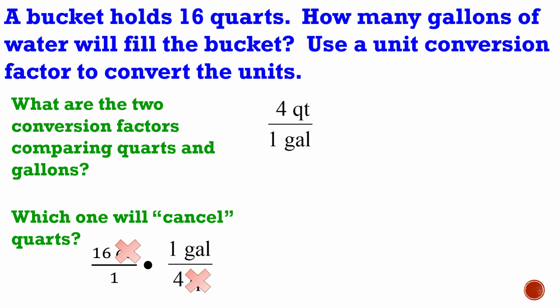And we can multiply straight across. 16 times 1 gallon gives us 16 gallons. 1 times 4 gives us 4. Well, this time we notice we have 2 numbers that have a common multiple. We can simplify that fraction. 16 divided by 4 simply leaves us with 4 gallons.